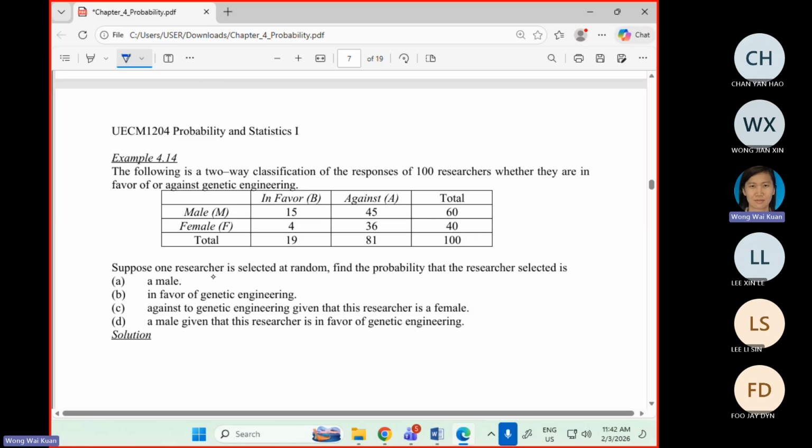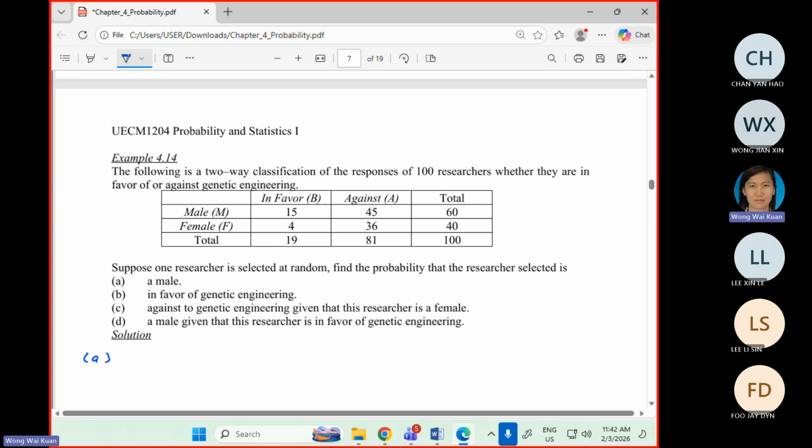Now, when one researcher is selected at random, can we find the probability that the selected researcher is a male? M is a male. The someone is a male. Is it one event?